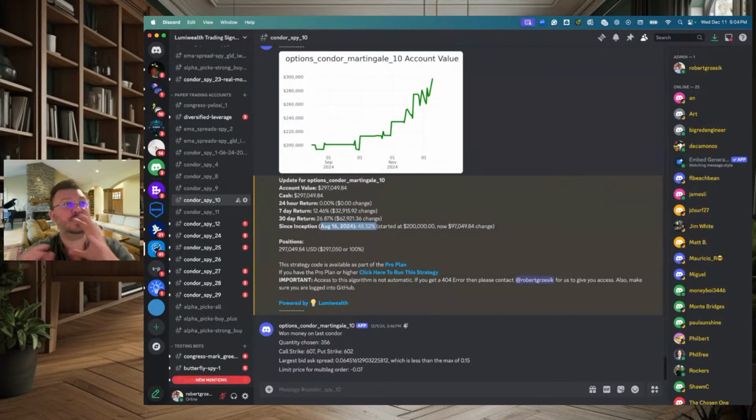All of these are a little bit different. They're using different stop losses. They're using different levels of the VIX. They're using VIX versus VIX 1 day. There's all these different combinations here, and you can see that they've been performing very well.